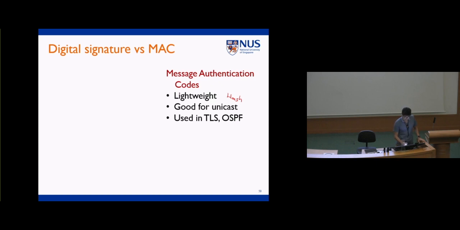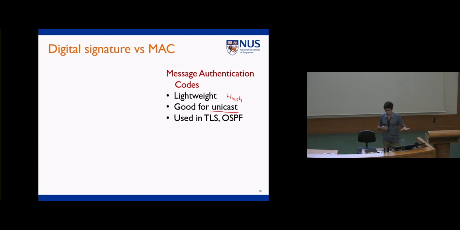And this is good for unicast settings. Unicast meaning that it is for point-to-point communication. I only have one destination for my message. And if I have only one destination, I can share a secret with my destination, and I can compute the hash of my message, and then only my destination can verify that message. And I don't have to worry about sharing a group key with multiple people.